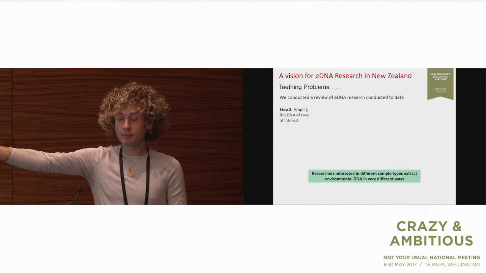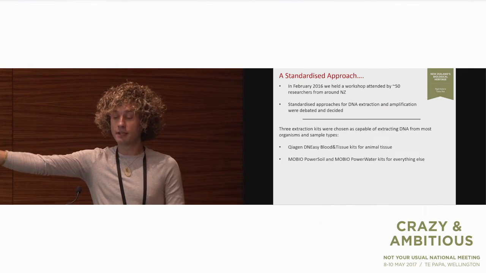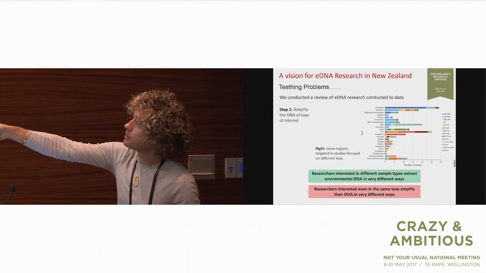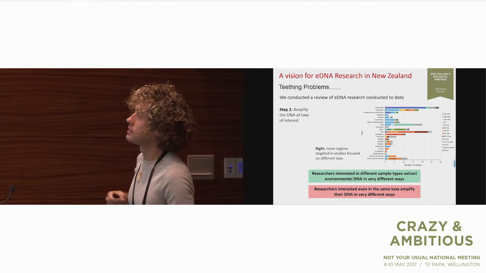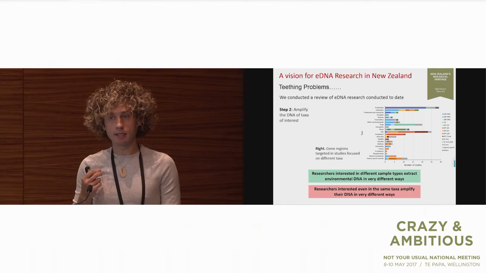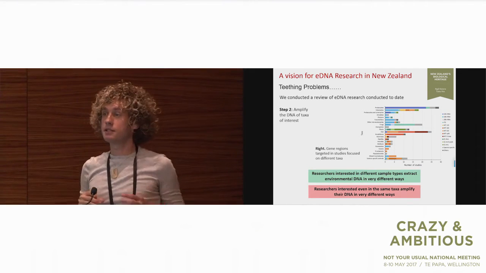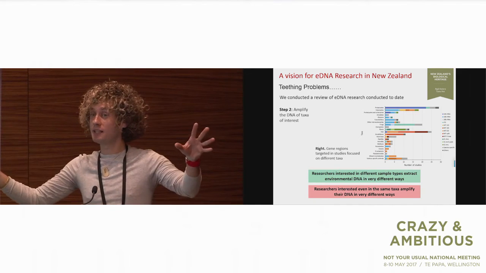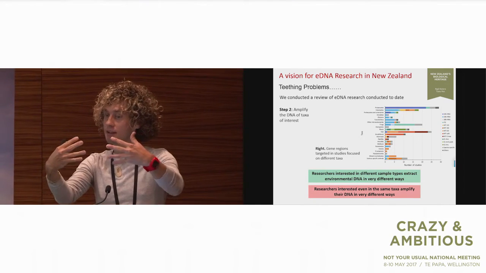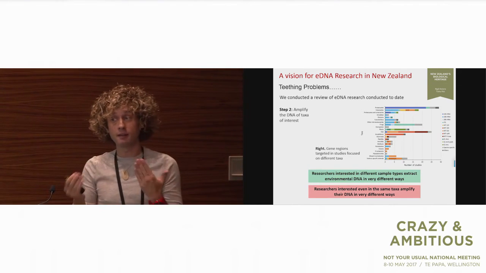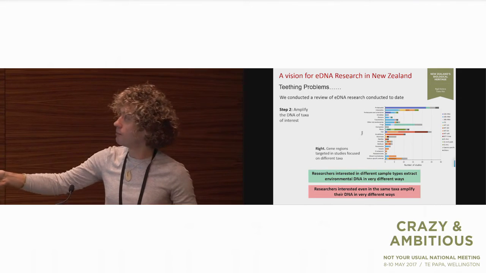Similarly, even when we're looking at particular organisms of interest, for example, we might look at our fish here, different researchers will target different gene regions to study the diversity of fish looking at these eDNA samples. So if we have different researchers in different locations extracting the DNA in different ways and targeting different genes, it makes it really hard for us to mesh all this together to get a good picture of New Zealand's biodiversity because there's bias in the way that these different approaches are used.